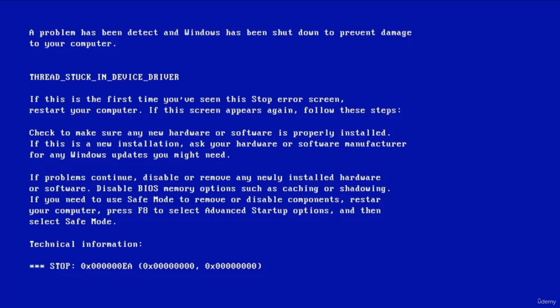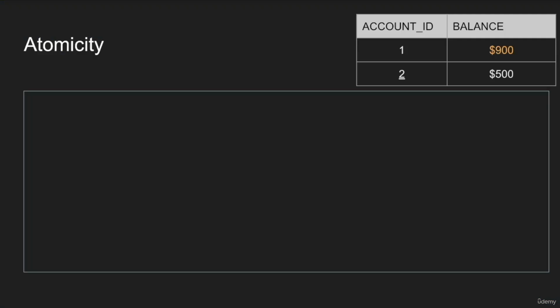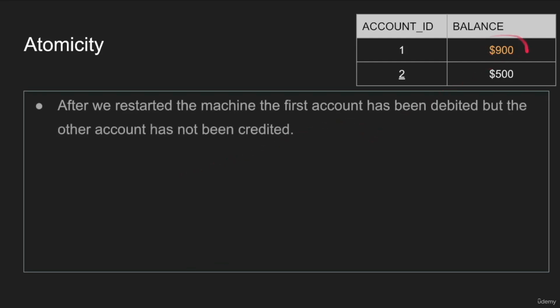Database crashed. I did one change, and the second change I wanted to do, but the database crashed. We restarted the database. And let's assume this is a badly implemented database system. This is what we see when we restart the system. We see 900 here. What happened? So in this case, we just lost $100 in thin air.